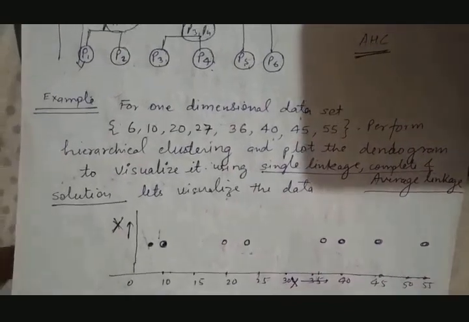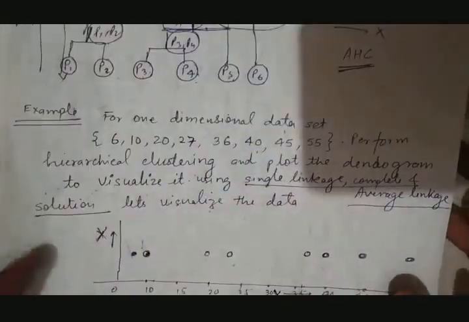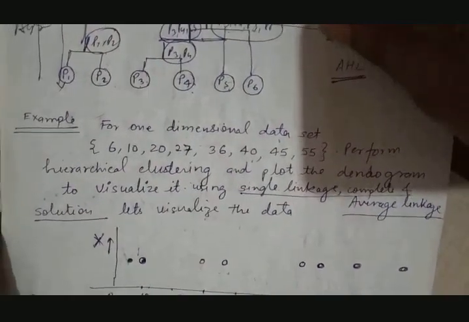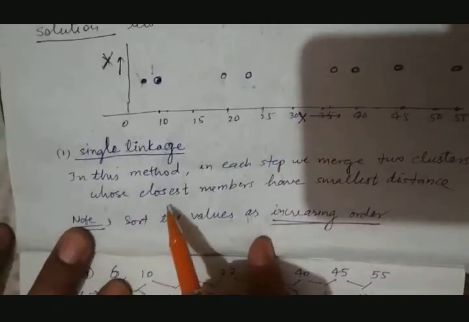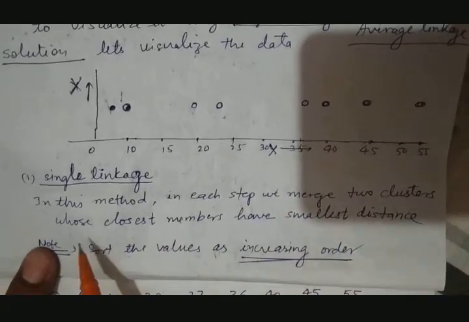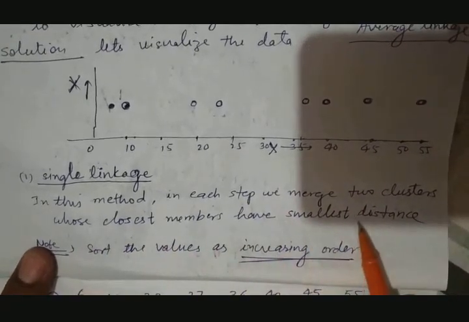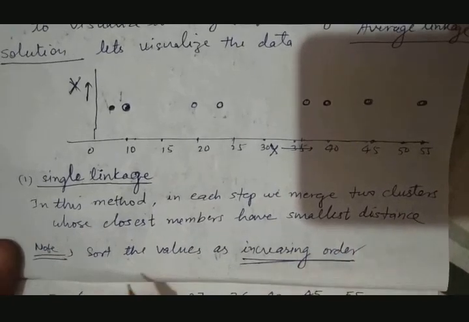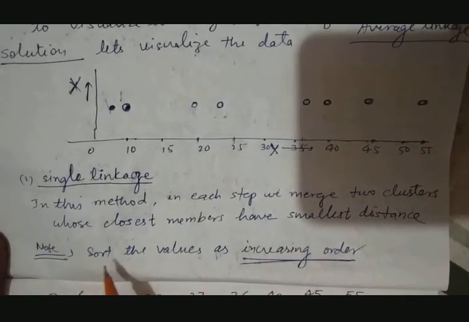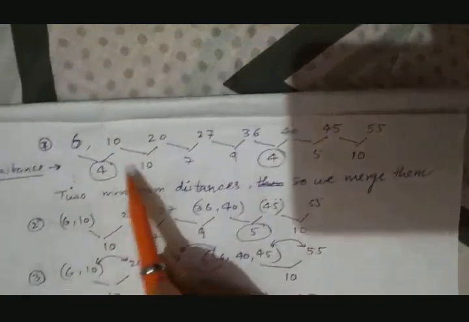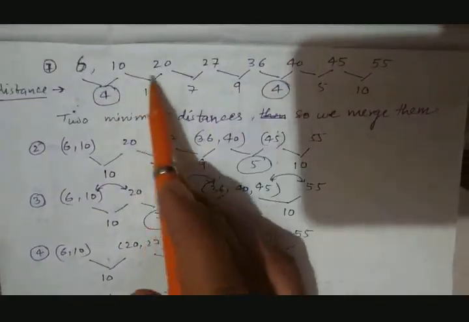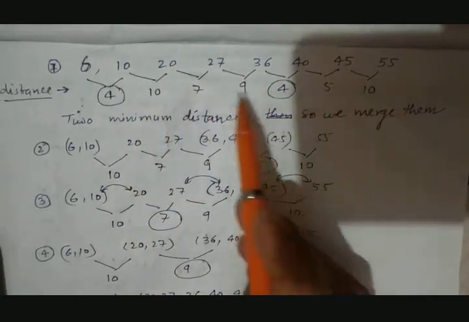Now let's see how we can find the clusters using hierarchical clustering. First of all, we will take the single linkage method. In this method, in each step we merge the two clusters whose closest members have the smallest distance. This was already discussed in our previous lecture. First of all, we sort the values in increasing order. So we have the sorted data points 6, 10, 20, 27, and so on. These values should be sorted in order.